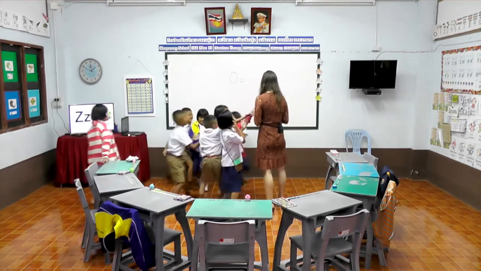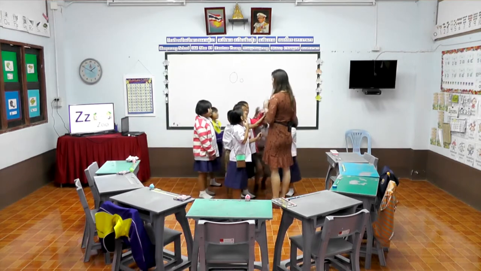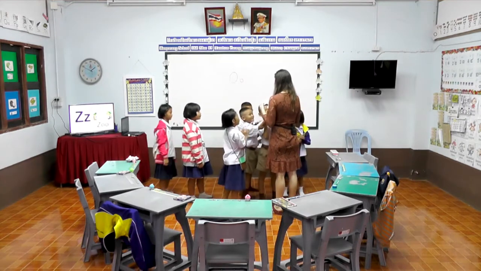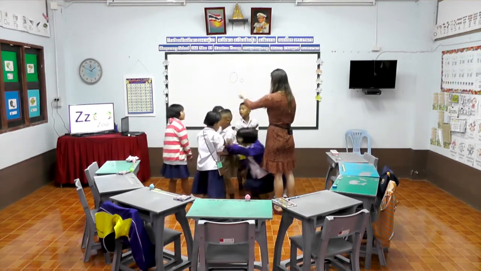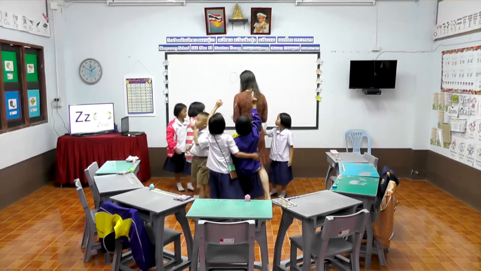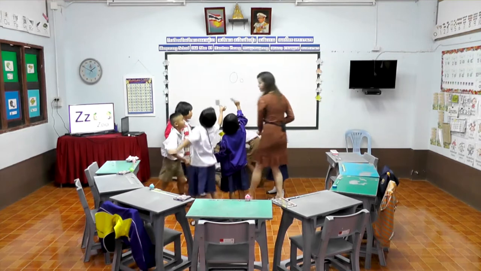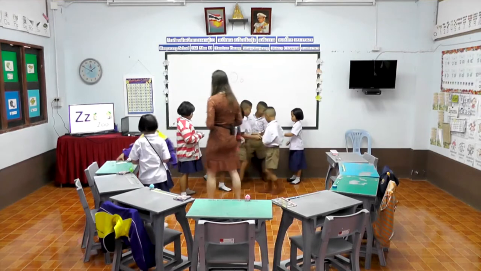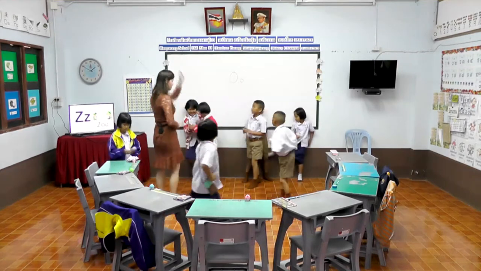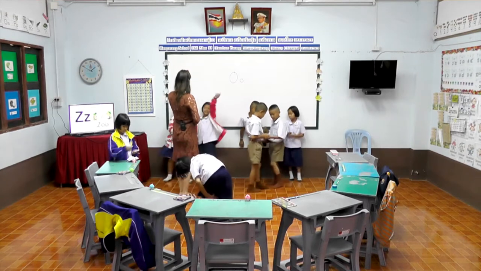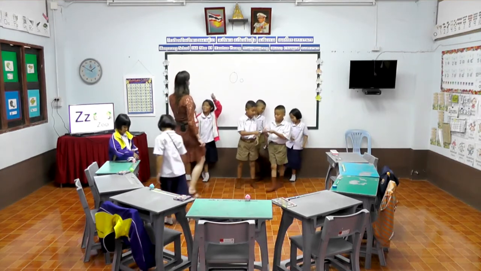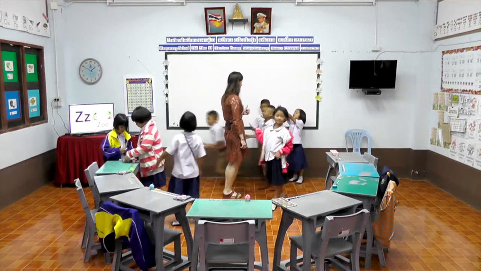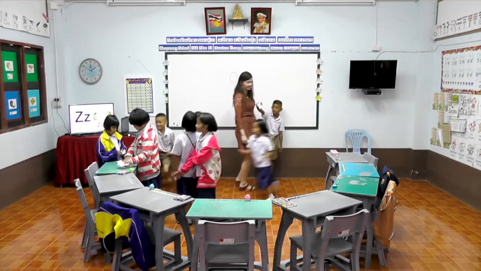Okay, let's see. Wait. Everyone will get a letter. Calm down. Find your partner. What letter is that? A. We have an A. Find your partner. Hold your card up when you have the right letter. What letter do you have? R. What letter is this? P. P. Great job.